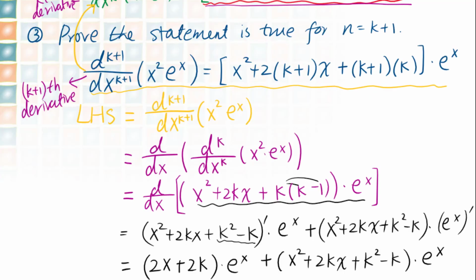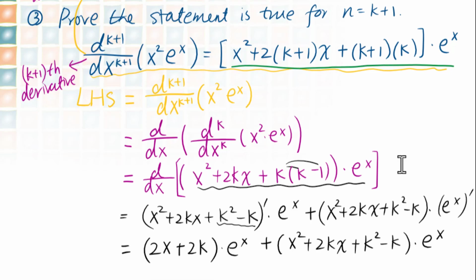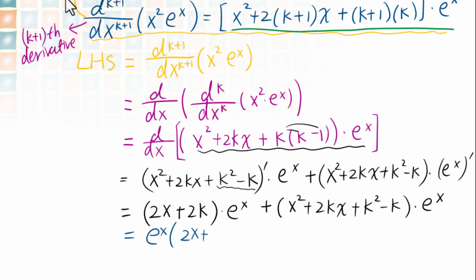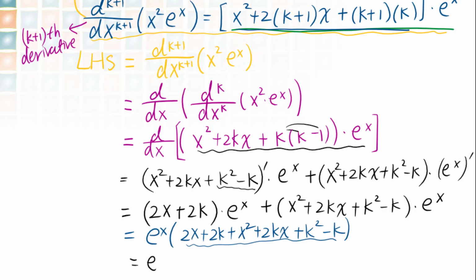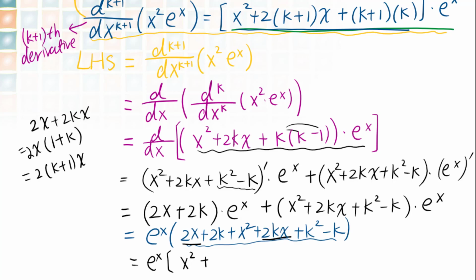Let's check our goal. We want to get this as our final answer. Therefore, we need to take e to the x power out: e to the x power times 2x plus 2k plus x squared plus 2kx plus k squared minus k. Then we need to organize this into this format. Equals e to the x power times x squared, then plus, we have 2x and 2kx. For 2x plus 2kx, we take a common factor 2x out, 1 plus k. Organize: 2 times k plus 1 x, just like this form.